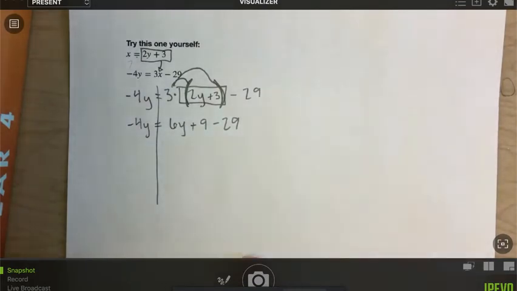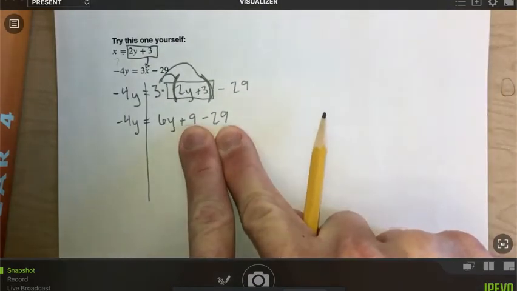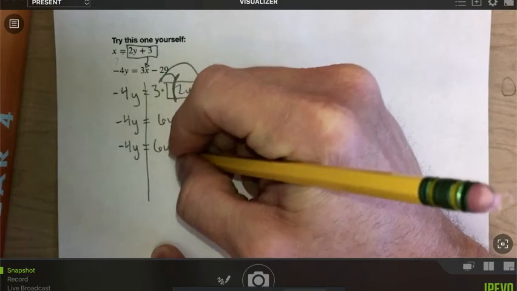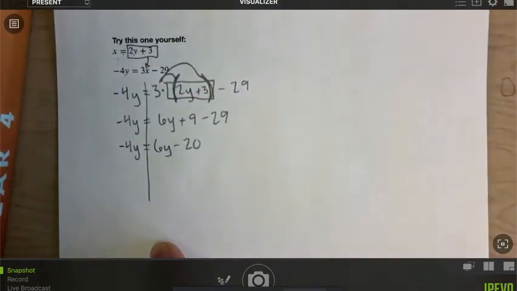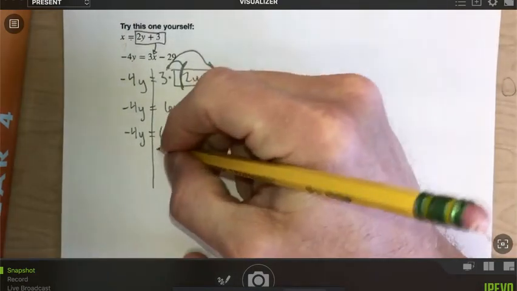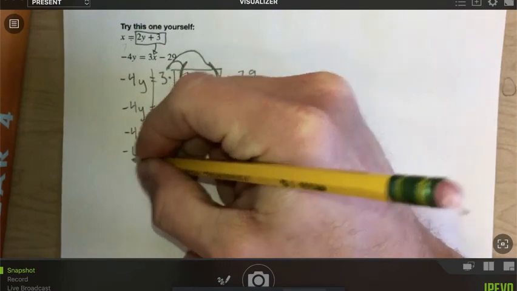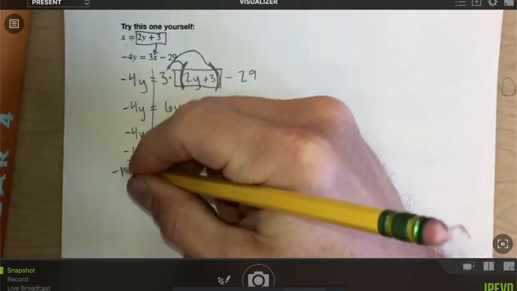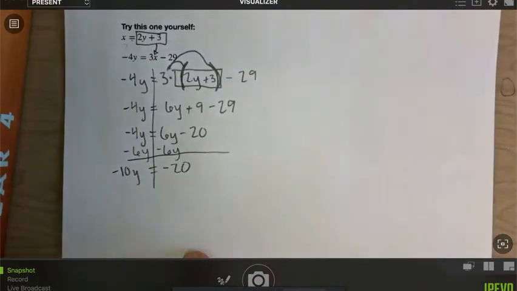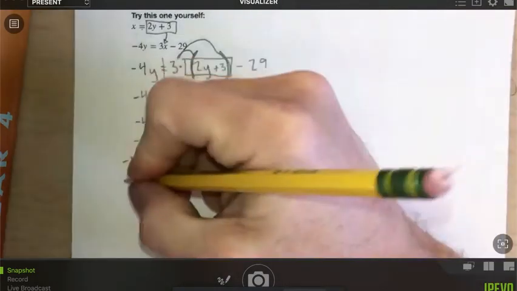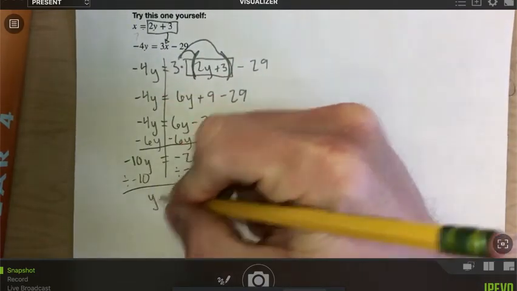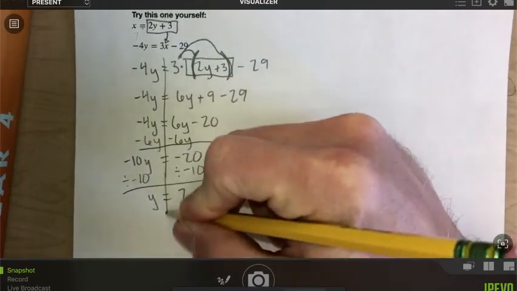First goal is, can I simplify? I see a 9 minus 29. I can totally simplify that. So I'll get negative 4y equals 6y minus 20. Now notice how there's a y on both sides. I want to get y on one side. So I'm going to subtract 6y. Subtract 6y. It's going to leave me with negative 10y equals negative 20. Just make sure you're using your negative here. So I'm going to divide by negative 10. Divide by negative 10. And I'll get y is equal to positive 2.